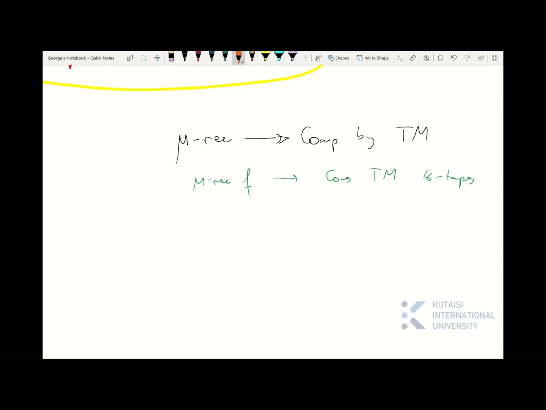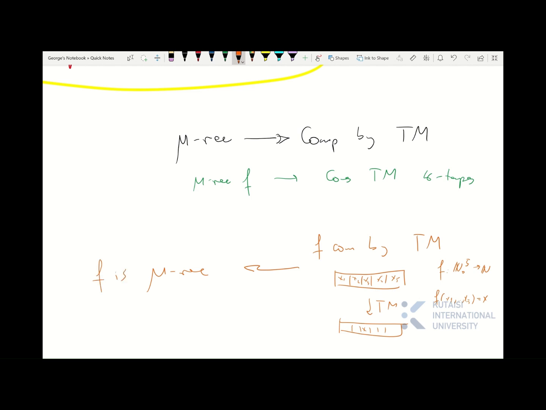But now what I'm trying to prove is that, let's say f is computed by a Turing machine. This means f is a function such that when I start my Turing machine on the input, let's say x1, x2, x3, x4, x5, it has 5 variables, I run my Turing machine and it outputs whatever, X. That would mean that f(x1 to x5) is X. So for my function, let's say there exists a Turing machine that computes it. I want to prove now the other way around, that f is mu-recursive.